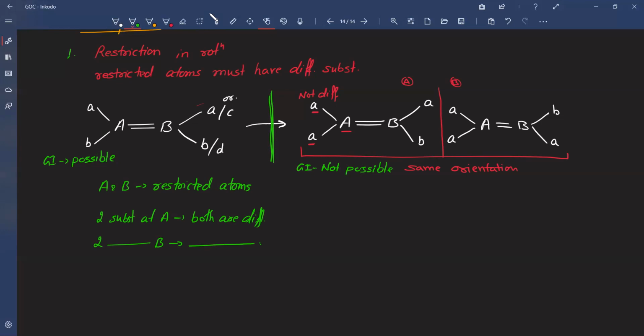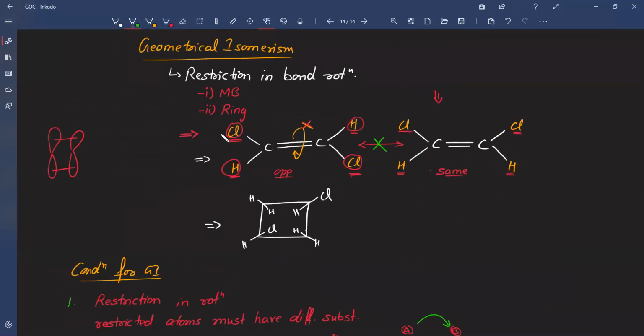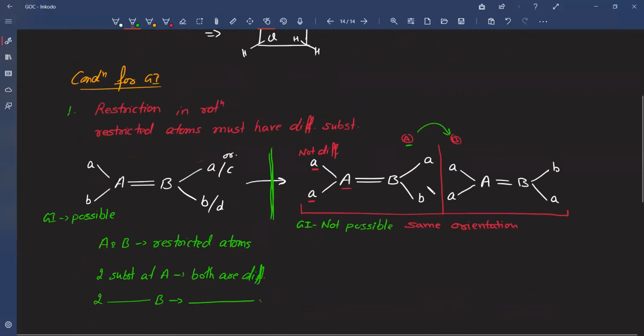Okay, see, what will be the other orientation for this? This, right? B. And is there any difference between these two? See, how do we say difference? In the first case, you can see chlorine, chlorine on same side or chlorine, chlorine on opposite side. Hydrogen, hydrogen on same side or hydrogen, hydrogen on opposite side, right? Now here, what will you say?